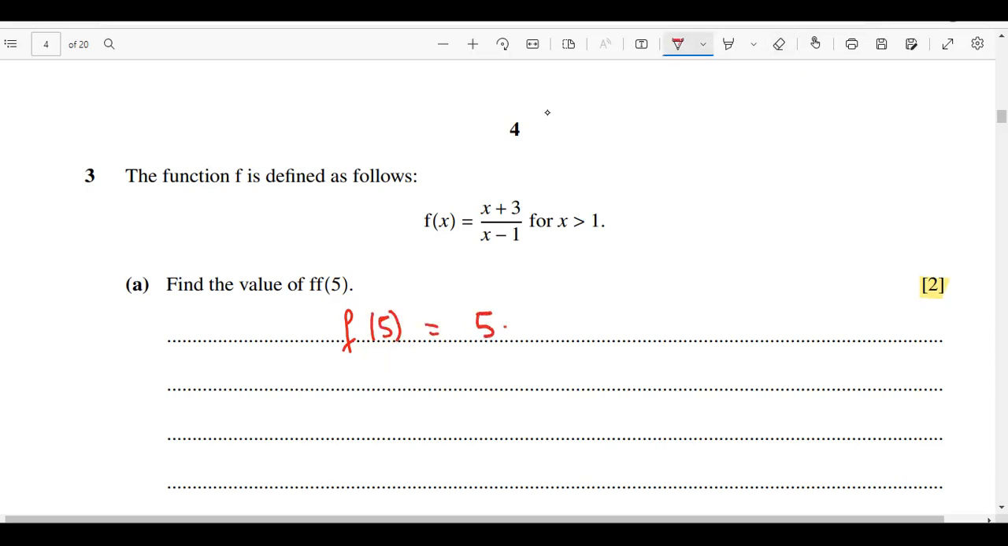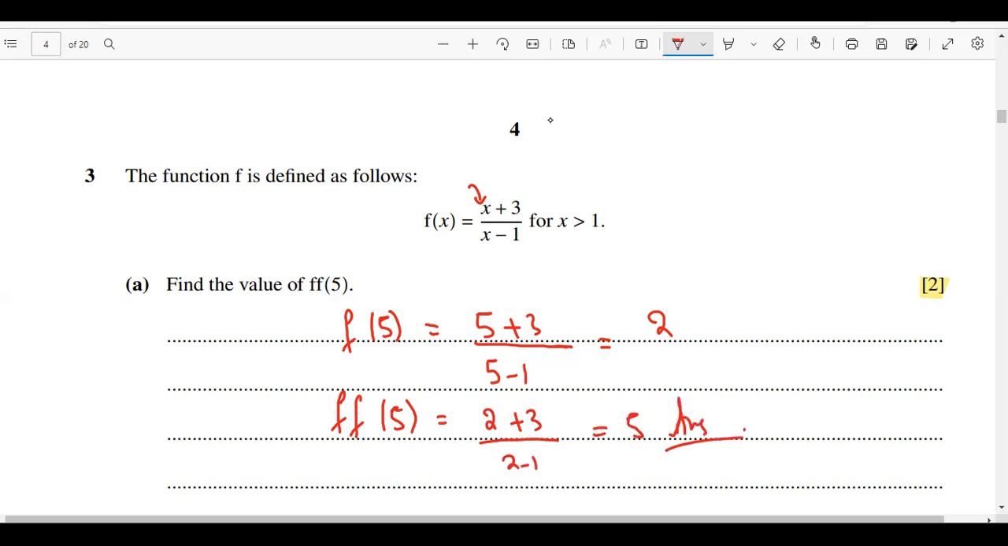F of 5 would give you 5 plus 3 divided by 5 minus 1, so it would be 8 by 4, it would be 2. F of 5 is 2, and now I can plug in this 2 in the function f to find f of f of 5. So f of f of 5 would be, yes, very good, Zohan. Now we need to plug in 2 here. 2 plus 3 divided by 2 minus 1, it would give you 5, and this is the correct answer.